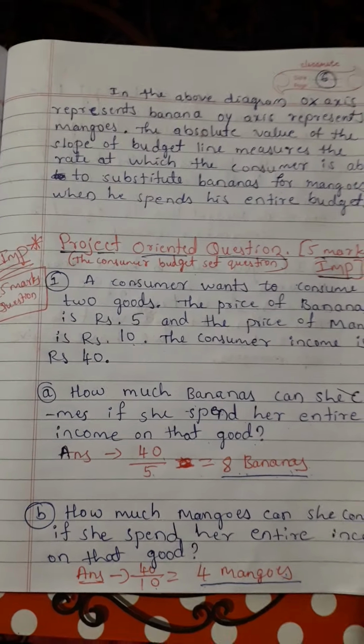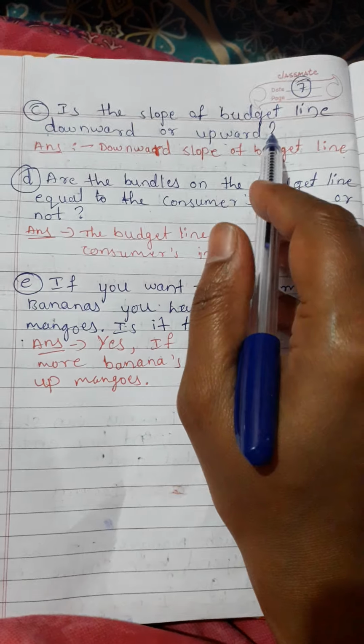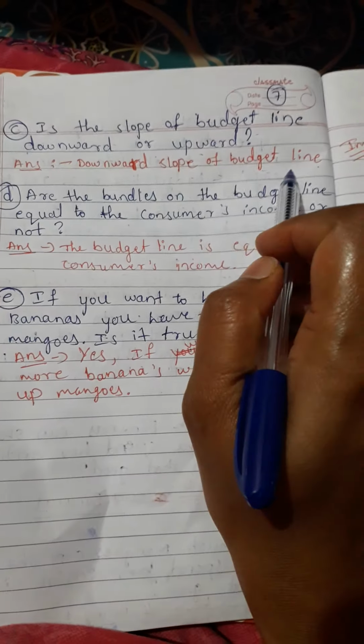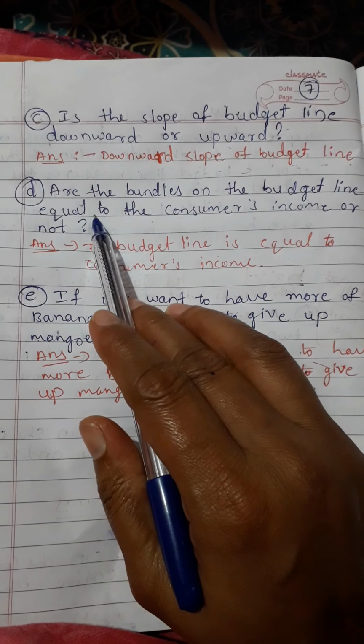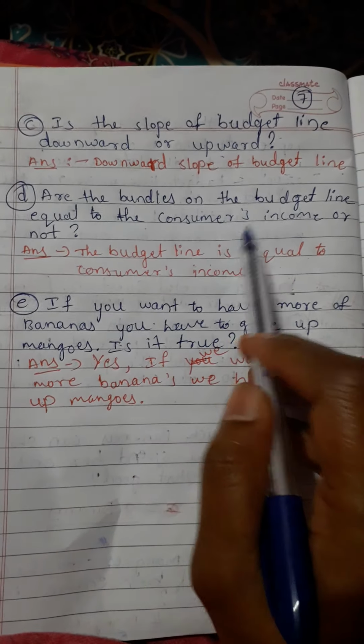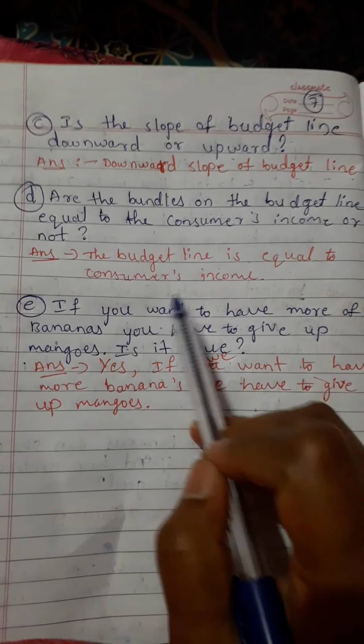Answer is 4 mangoes. And next, third question: is the slope of the budget line downwards or upwards? Yes, the answer is a downward slope of the budget line. Fourth question: are the bundles on the budget line equal to the consumer's income or not? Yes, the budget line is equal to the consumer's income.